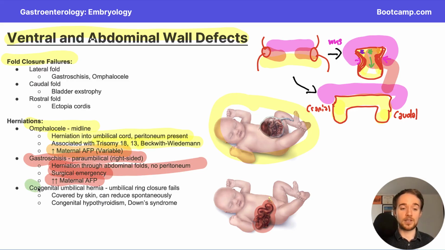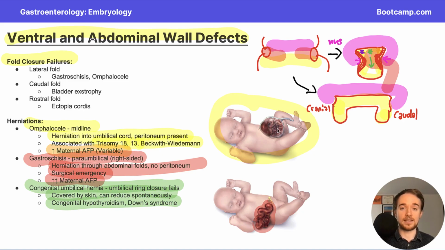I also want to bring up congenital umbilical hernia, which is when the umbilical ring fails to close properly. This is covered by skin and can be spontaneously reduced, and this is associated with congenital hypothyroidism and Down syndrome. So remember, omphalocele, not associated with Down syndrome. Congenital umbilical hernia, yes, associated with Down syndrome, covered by skin.